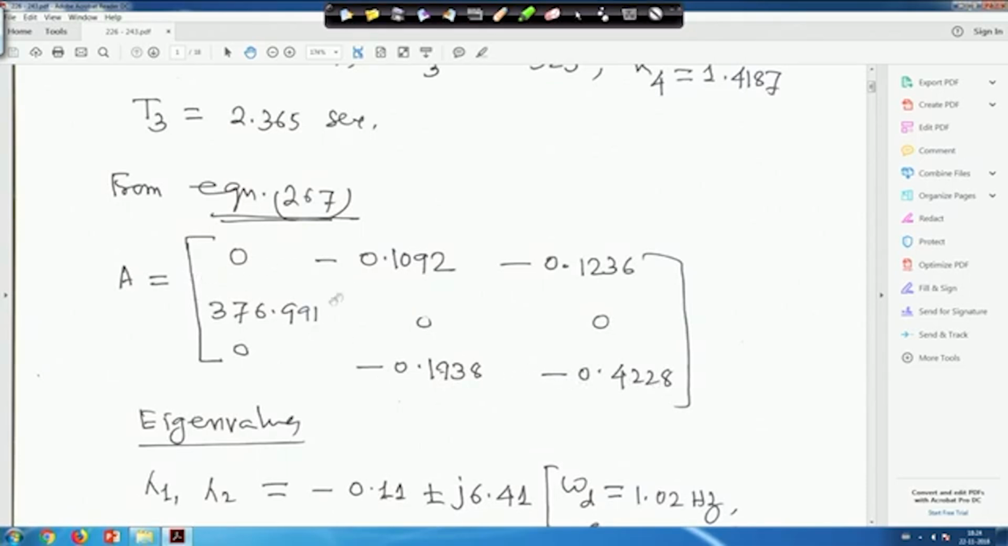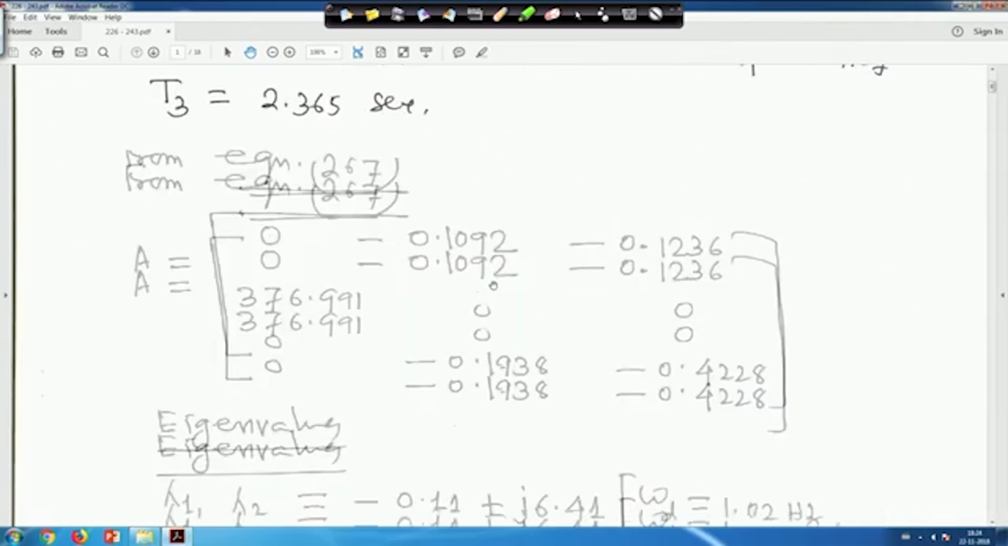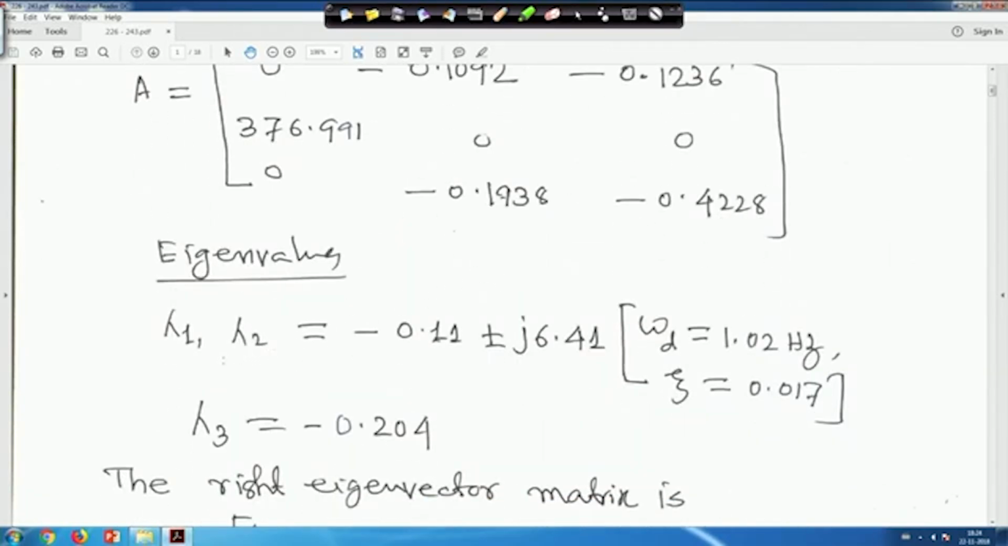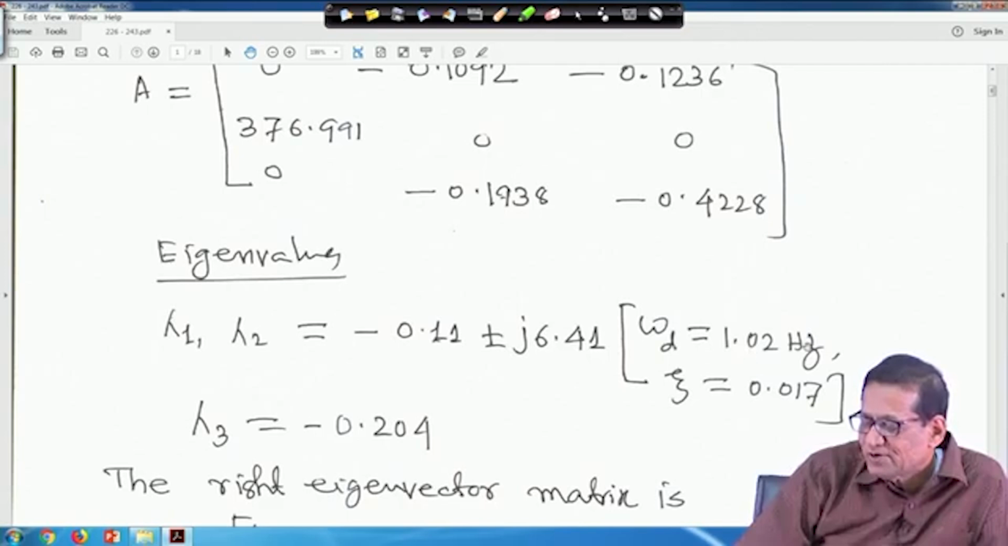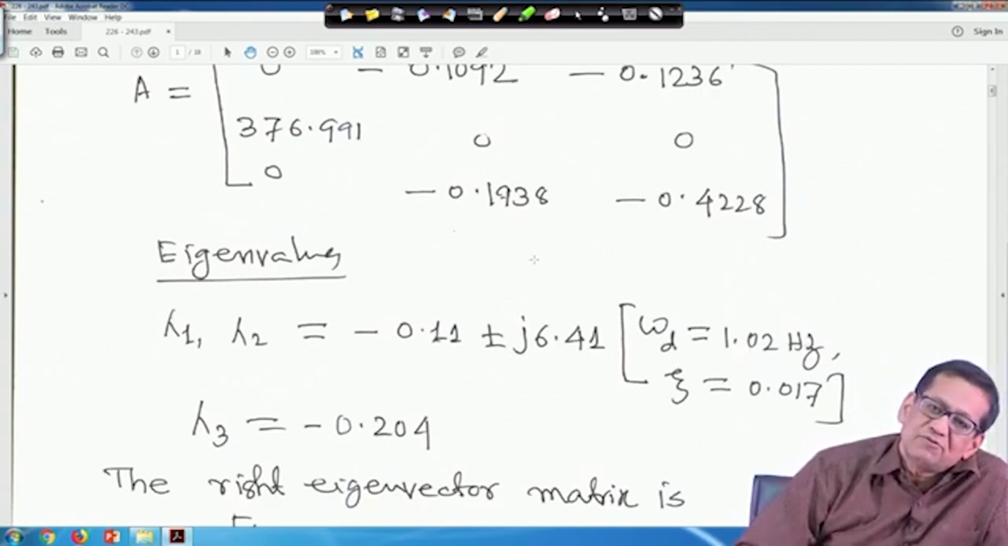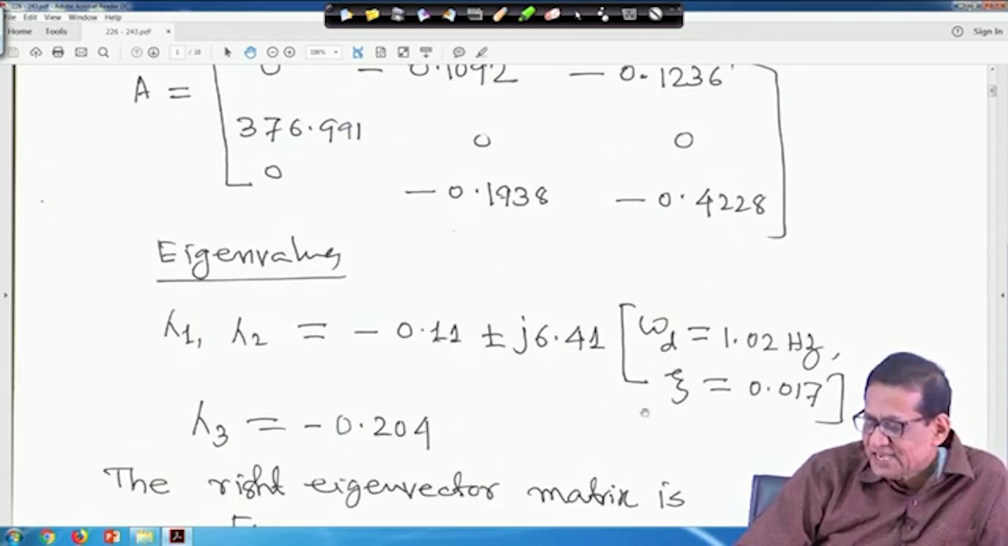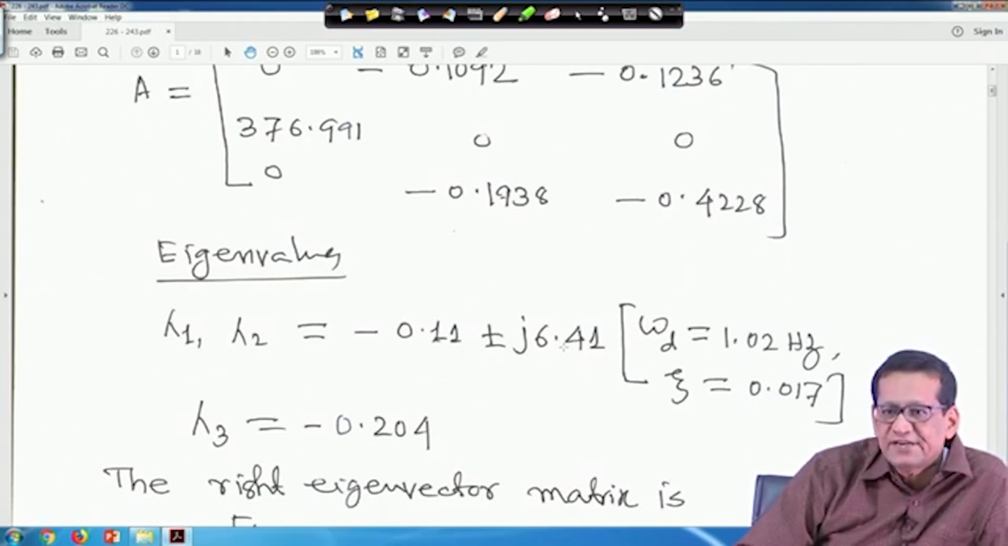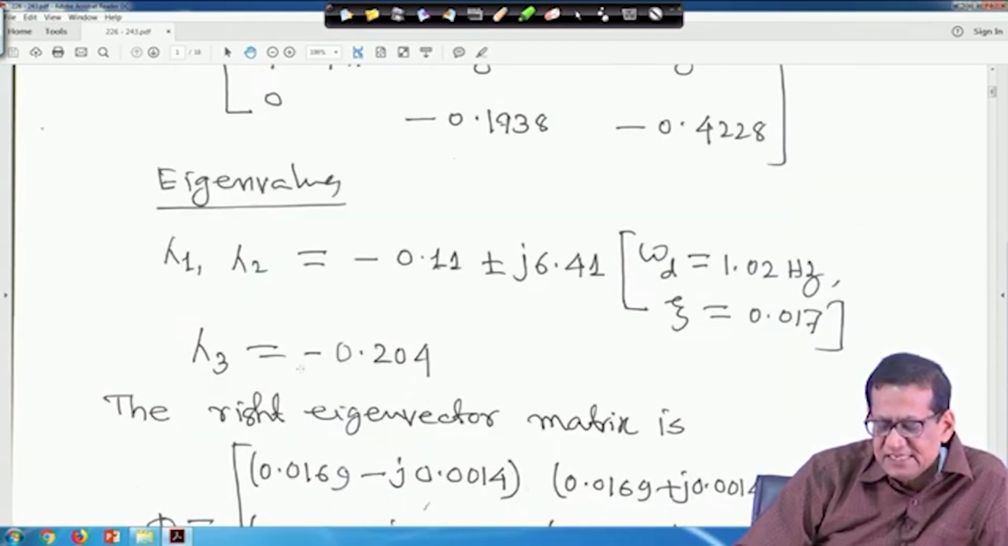Now if you try to find the eigenvalues of this matrix, there are 3 eigenvalues. One is a complex conjugate pair, minus 0.11 plus minus j 6.41. From here we see that omega d will become 1.0 Hz. You know omega d is equal to omega n root over 1 minus xi square, and xi, the damping ratio, is 0.017. Based on that you can easily calculate; I did not give the calculation, but previously we have done it, right. The other eigenvalue is real, lambda 3 is minus 0.204.